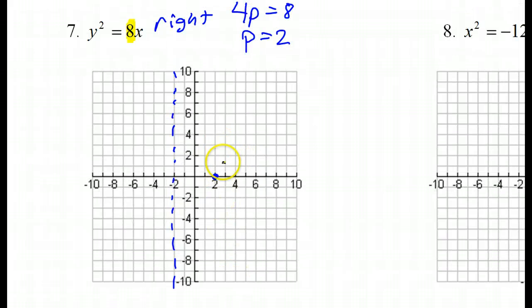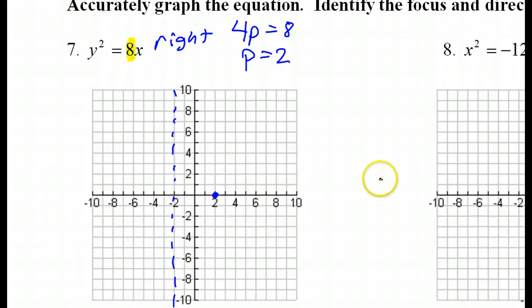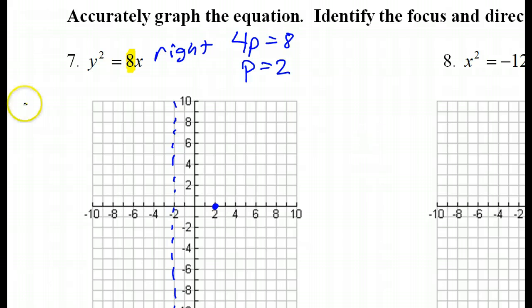Now, to make the graph, this time I can't just sketch it any old way I want. We have to use what we call the focal width. Let me just write that down one time. Focal width. The focal width is going to come from this 8. Ignoring any negative signs that show up, this is the focal width. That means at the focus here, the width of my parabola has to be a total of 8.